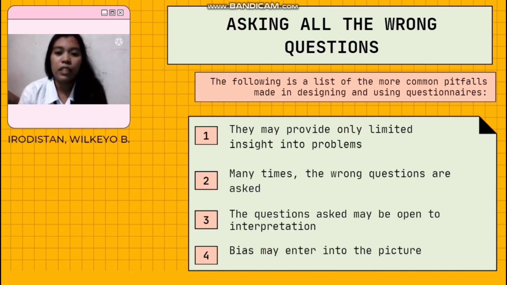Here is the list of the more pitfalls made in designing and using questionnaires. 1. They provide limited insights into the problem. If the questionnaire provides limited insights into the problem, the respondent also gives limited answers. Dahil fixed answers lang ang maging data sa questionnaire. Unlike in the interview, we can get additional information na related doon sa questions.